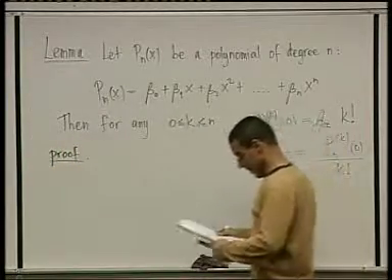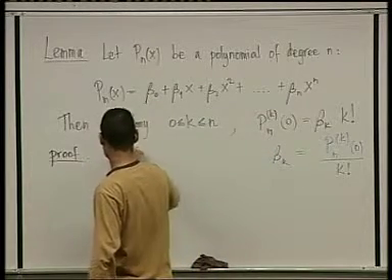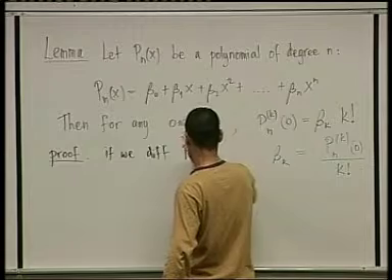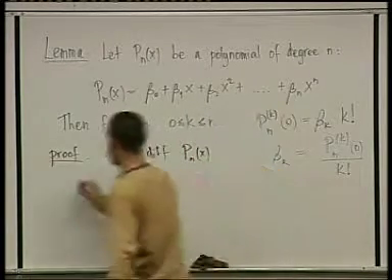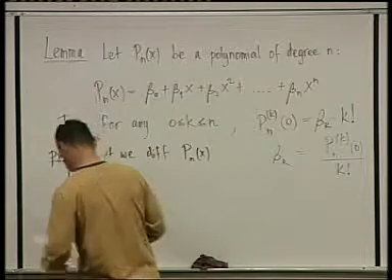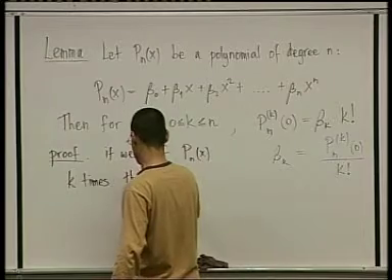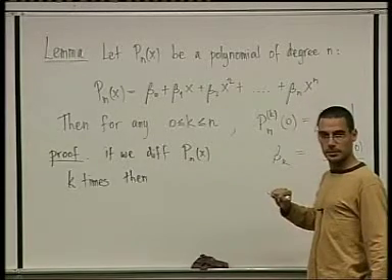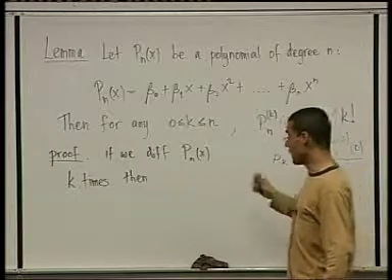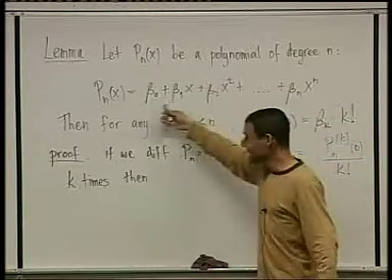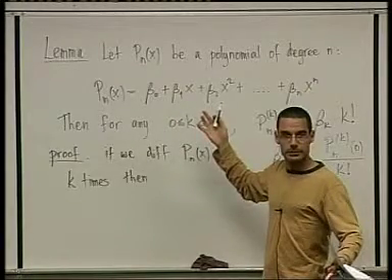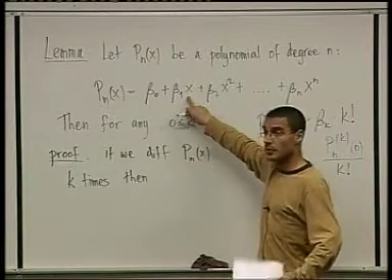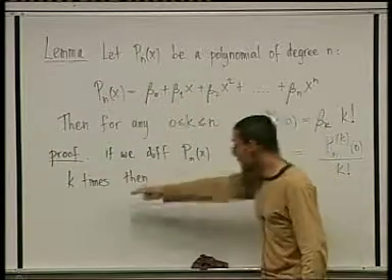So if we differentiate the polynomial Pn of x k times, then let's see what happens. We take a polynomial, we differentiate it k times. Do you first of all agree that all the terms of degree less than k die? Beta 0 dies after the first derivative. Beta 1x dies after the second. So all the terms with degree less than k die.